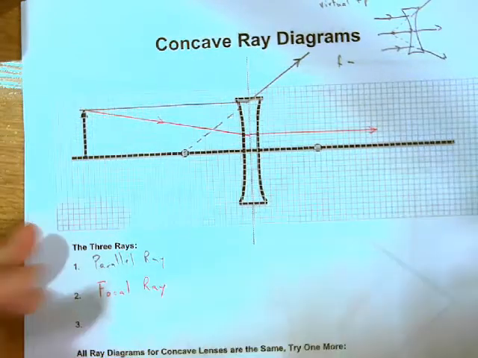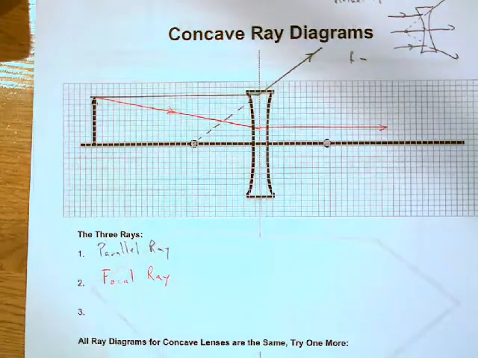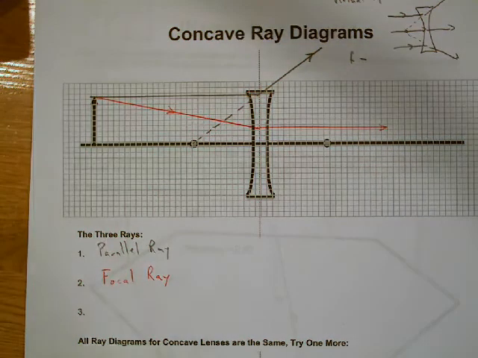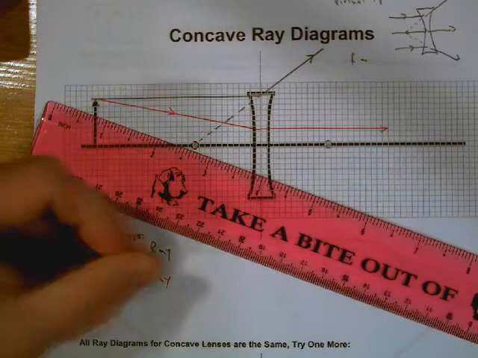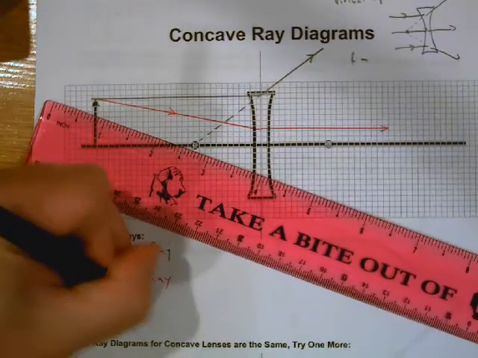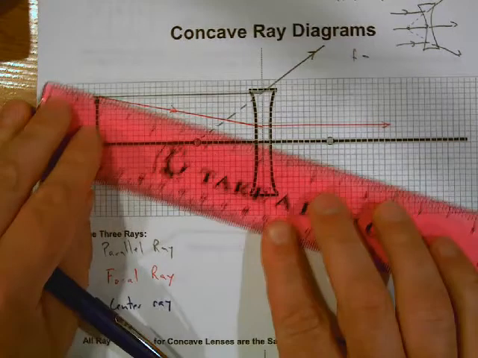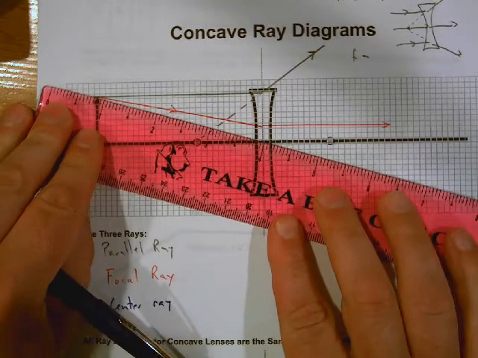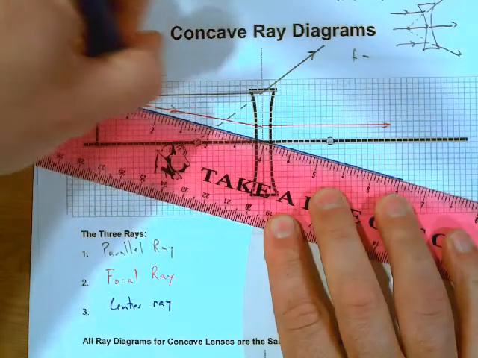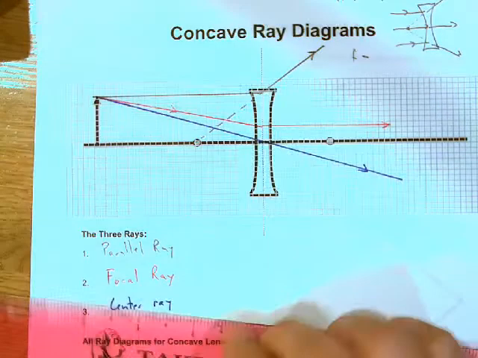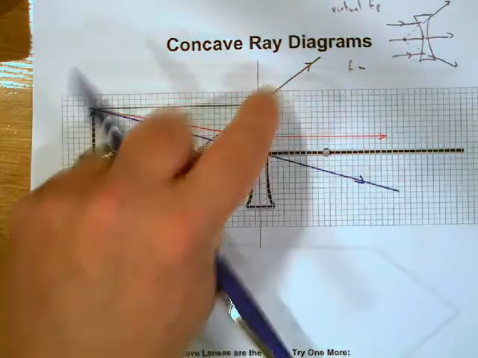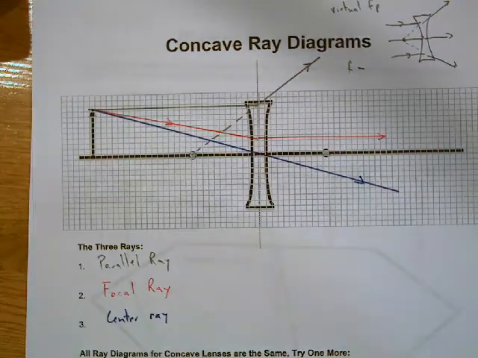So that one's probably the most confusing one because it's not quite exactly straightforward. And then the last one is your center ray, which is super easy because it just goes through the center and goes straight. So there, and there, and there.